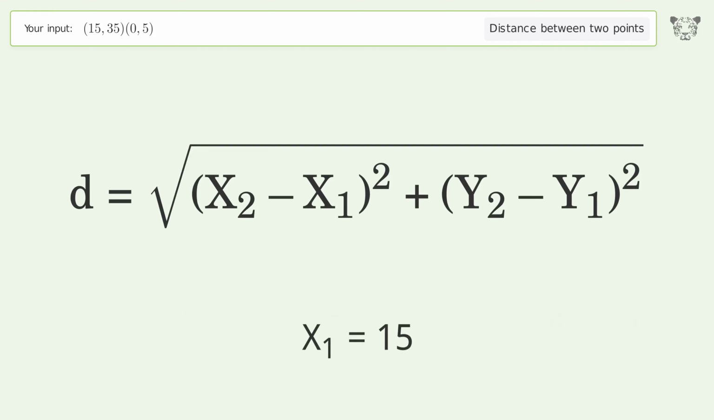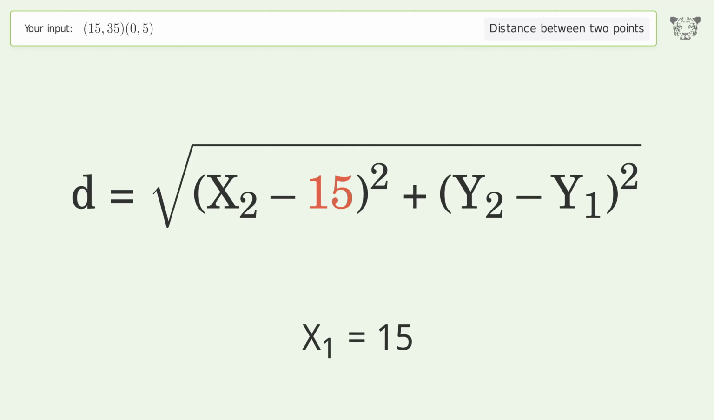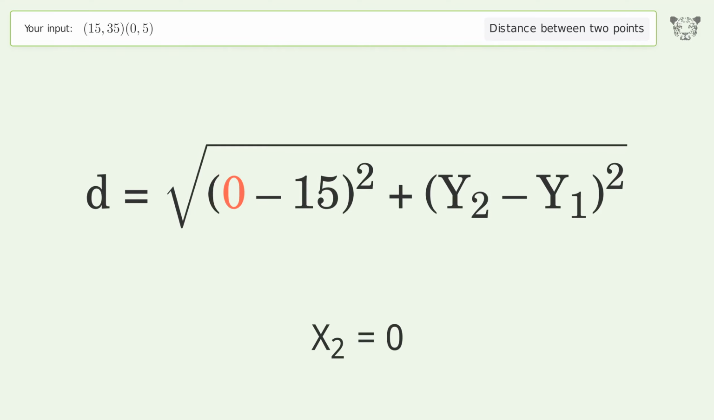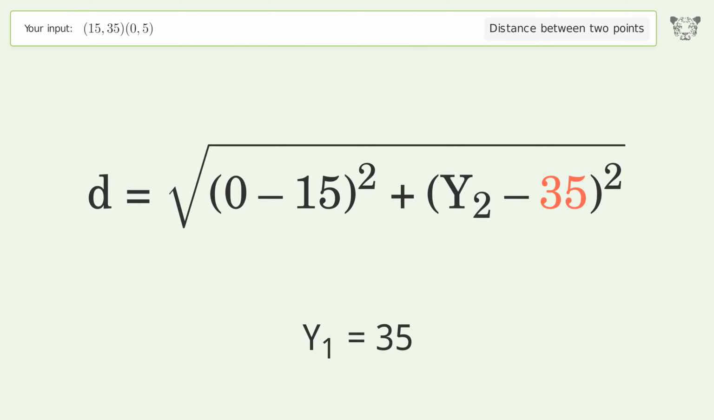x1 equals 15. x2 equals 0. y1 equals 35. y2 equals 5.